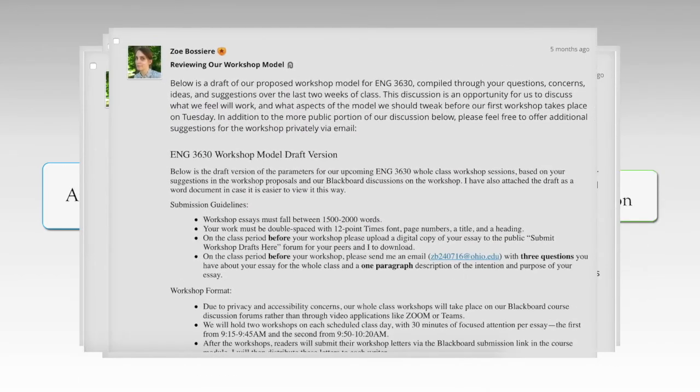Finally, I drafted up a model using students' ideas about submission guidelines, the format, and the rules of the workshop, and other miscellaneous considerations. The draft was posted to Blackboard, and students had an opportunity to discuss the pros and cons of different aspects of the model, request adjustments, and provide feedback. Individual students could also express concerns or request specific changes by contacting me privately via email. After this discussion, we were able to implement our workshop model.